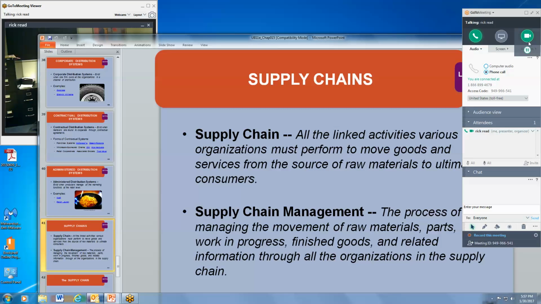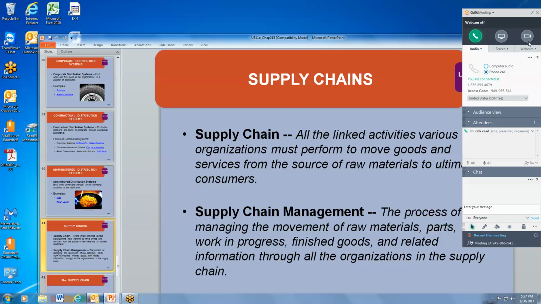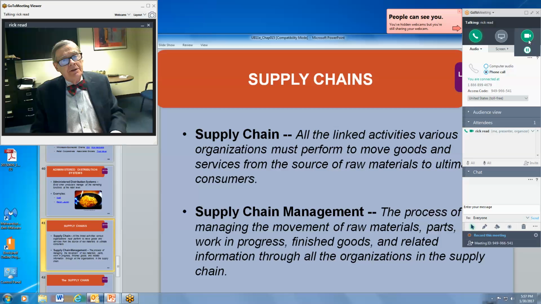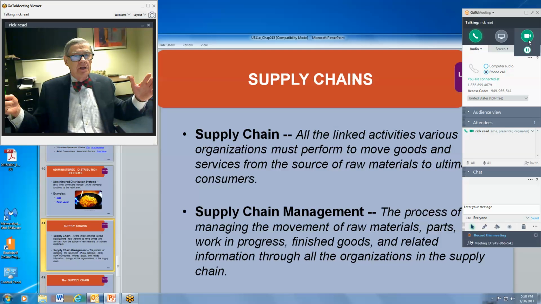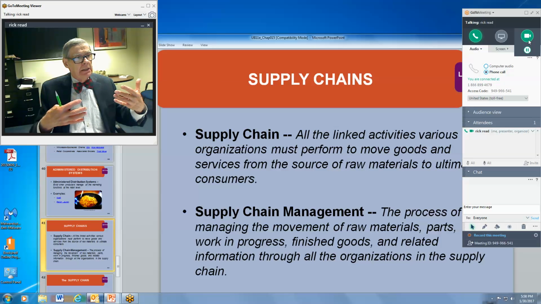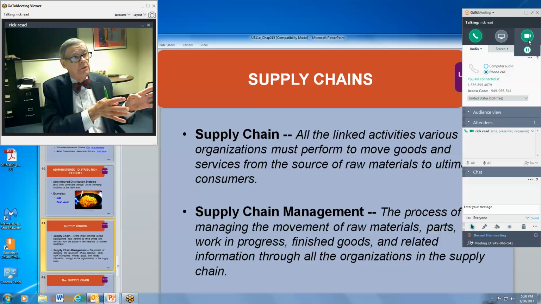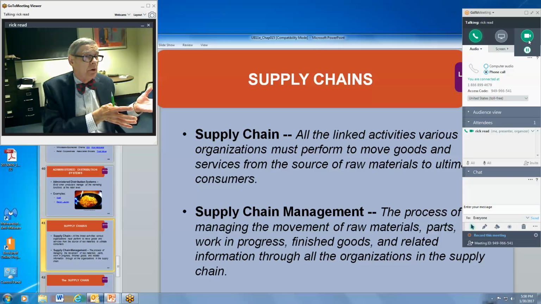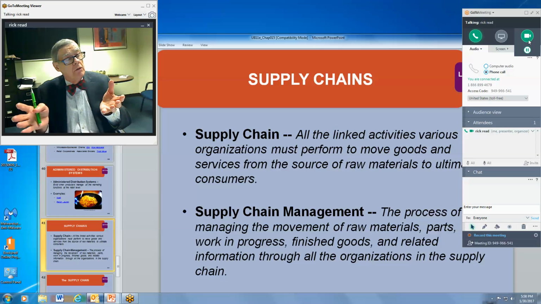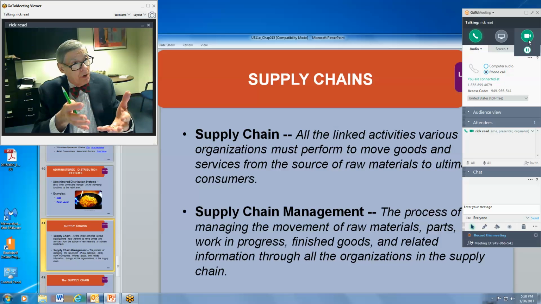And then supply chains. Excuse me, I mispronounced it again. Supply chains. All of the activities, the various organizations are linked together, and they agree to move goods and services from the source, raw material, to the product, the production part, and eventually to the consumer.